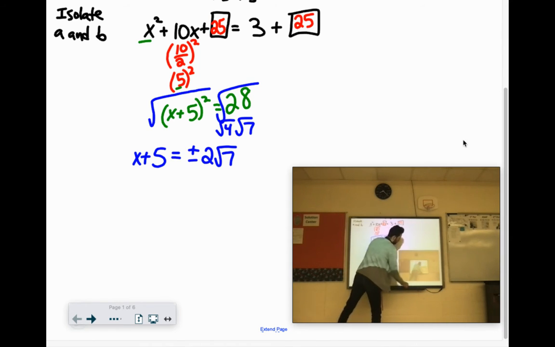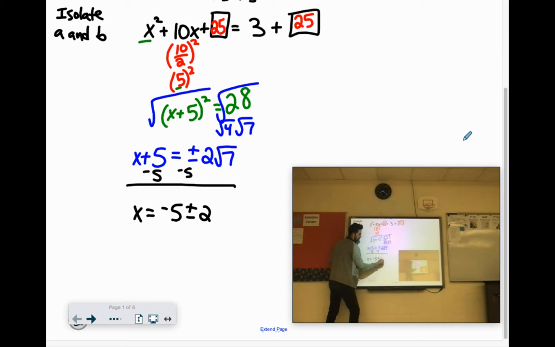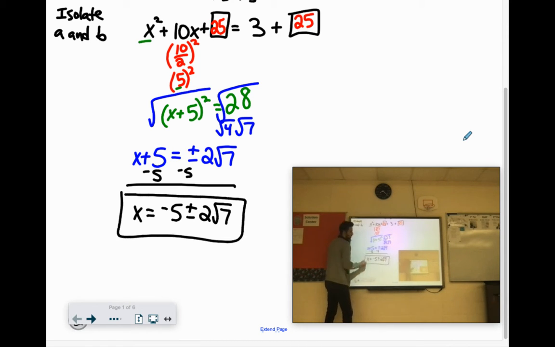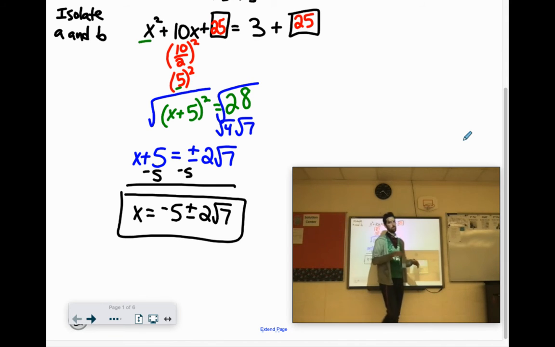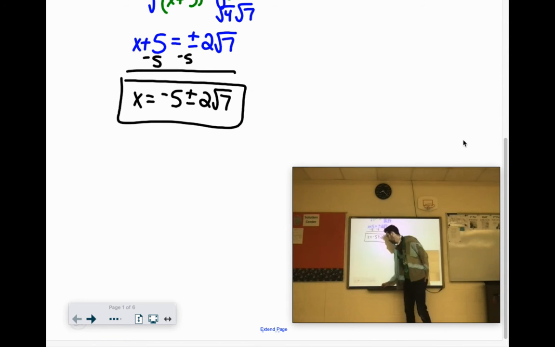But there's still one more step. We have to get rid of this plus 5, so we would subtract 5 from both sides. So the way we're going to write this is x equals negative 5 plus or minus 2 root 7. You can't combine regular numbers with radical numbers when it's adding and subtracting. So you just leave them separate like that. But again, this shows you two answers. The way we wrote it is a perfect way that you can write your final answer.